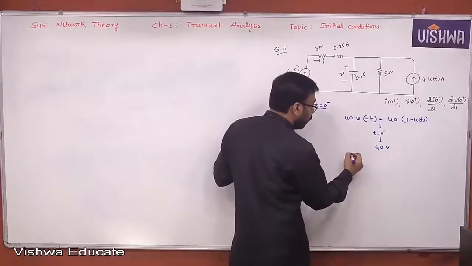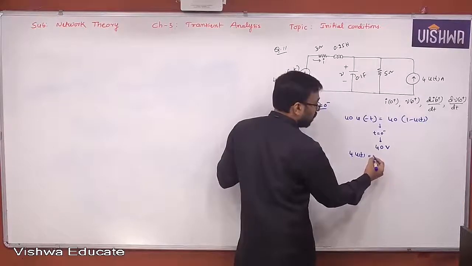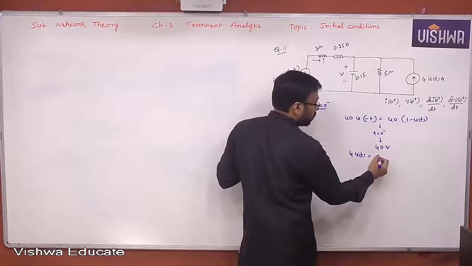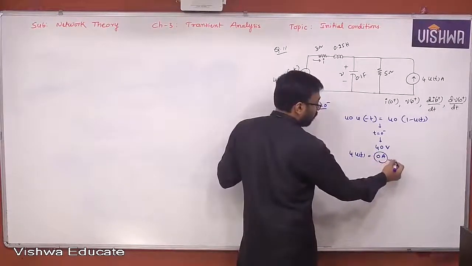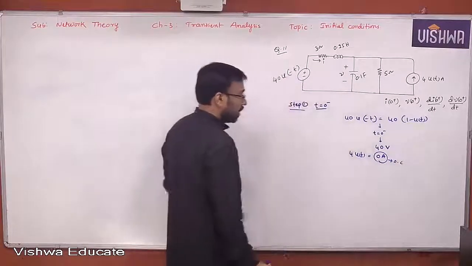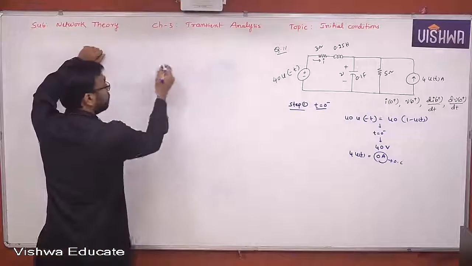Similarly, 4 into u of t, for t less than 0, its value will become 0 amperes. 0 amperes refers to what? Open circuit. Yes or no, all of you? Therefore, let me draw that circuit again here quickly.